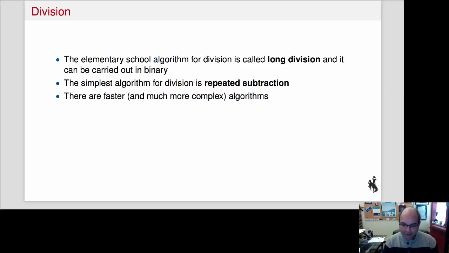How about division? Okay, you learned an algorithm for division. That algorithm is called long division, and you may still have a nightmare or two about it. It's not easy, and it's one of the hardest things in arithmetic in elementary school. We could actually do that in binary. Another algorithm that you can do for division is just repeated subtraction.